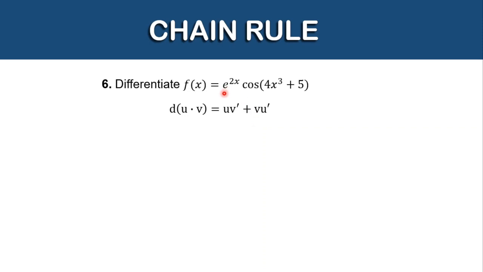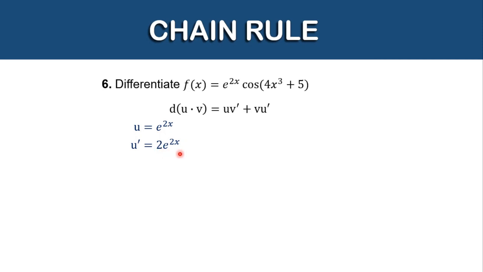Ang u natin ay yung e raised to 2x. Then we're going to have our u prime. Our u prime is 2e raised to 2x. Because in finding the derivative of the Euler's number, we just need to get the derivative of the exponent. So the derivative of the exponent is 2. Multiply it to itself. So retain yung sarili niya. Tapos tatimes natin dun sa derivative ng kanyang exponent, which is 2.